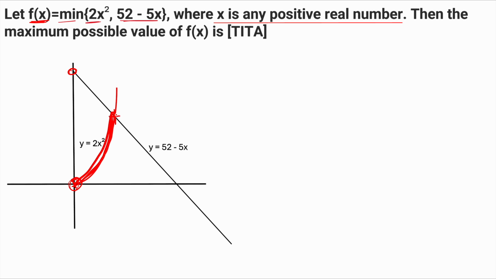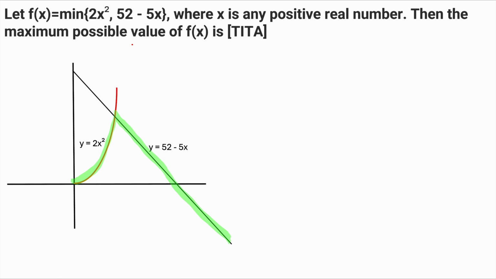Similarly, y is equal to 2x square will go above 52 minus 5x if you go beyond the meeting point. So beyond this meeting point to the right, 52 minus 5x will have a lesser value as compared to 2x square. So in this case, 52 minus 5x is the value of f of x. So now we can conclude that f of x is nothing but this particular graph. I am highlighting this in green. This is your graph of f of x, the minimum of these two, as highlighted here.